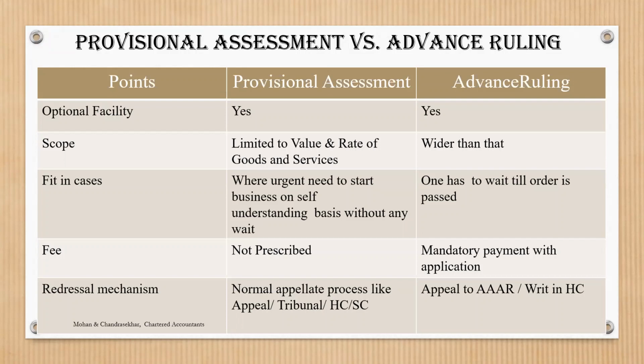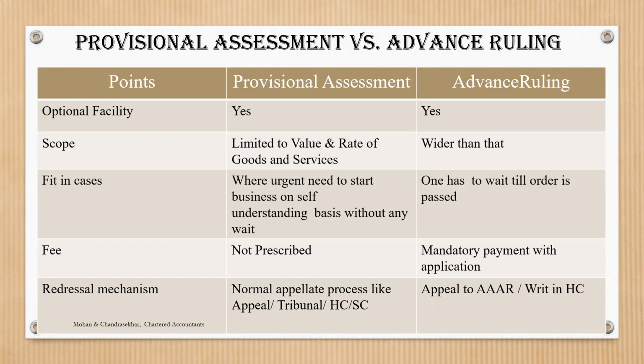Then which cases can approach provisional assessment? Provisional assessment is for when you have to get the rates or get the value urgently. So if it is on an urgent basis that you want to assess the tax, you may approach the proper officer for provisional assessment. Advance ruling takes its own course of time. Fees: for provisional assessment, there is no fees. For advance ruling, there is a fees.